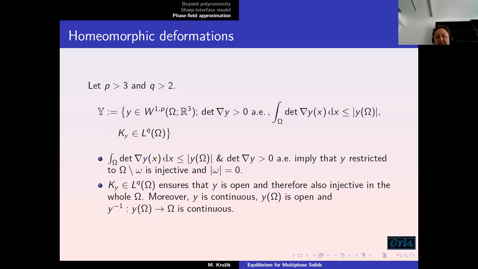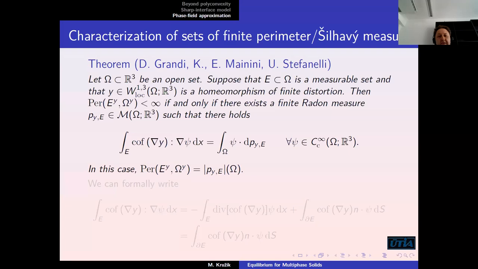So these are the qualities which we will need for our result. So the result that we get here is the following. y of Omega is an open set, and then you take E, a measurable set, and y is, I mean, it will be enough that it is just locally W^{1,3}. So now p even decreases. It can be just the dimension.